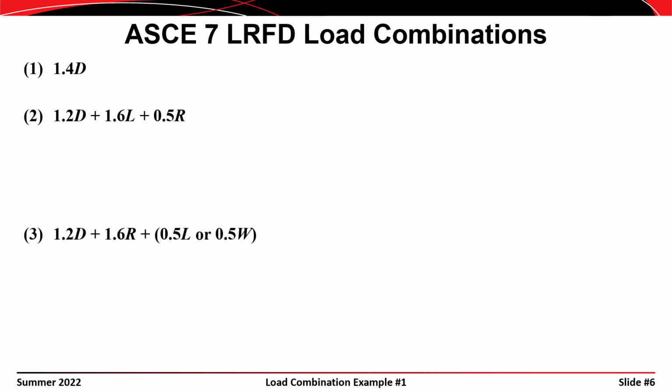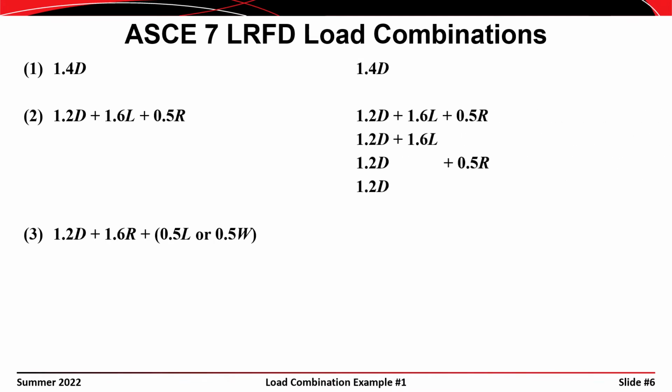Now we're going to consider the possibility that some of the transient and environmental loads may not be acting on the structure at any given time. This really doesn't affect the first combination, since the first combination includes only the permanent dead load. When we consider all the possible permutations of the second load combination, however, we first consider the possibility that both the live load and the roof load act at the same time as a dead load. Then we consider the possibility that only the live load acts at the same time as a dead load. Then we consider the possibility that only the roof load acts at the same time as a dead load. And finally, we consider the trivial case where neither the live load nor the roof load act at the same time as a dead load.